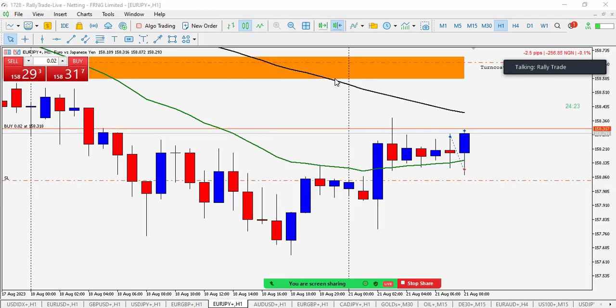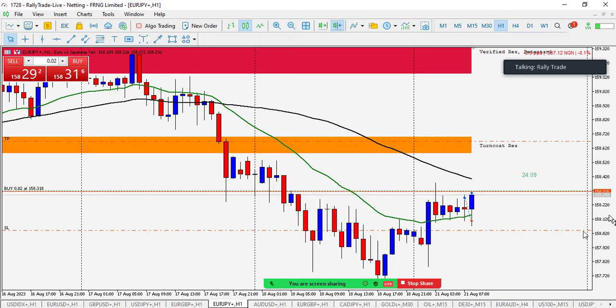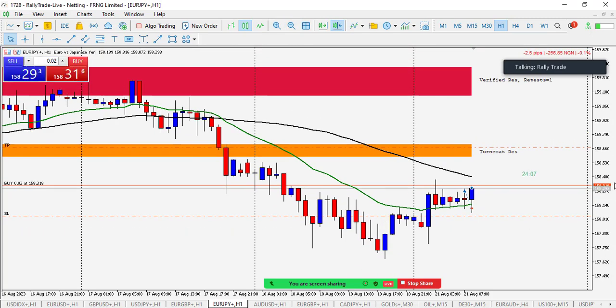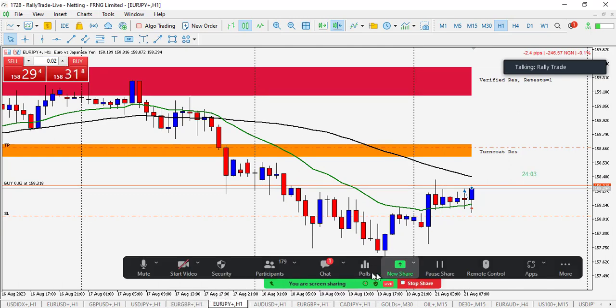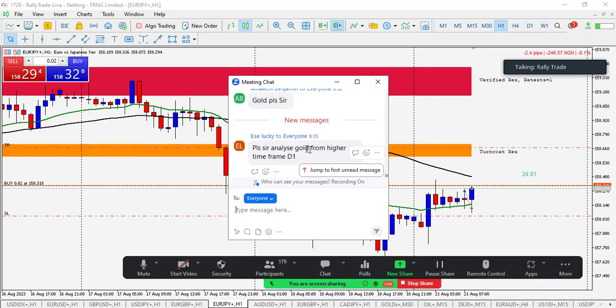Now we have looked at Euro USD. We've looked at GBP USD, and this is Euro JPY. Then of course, let's now switch over to gold. Then we also consider some other commodities before we enter indices. So let's look at gold. You have been asking for gold, and now I'm bringing it to you.